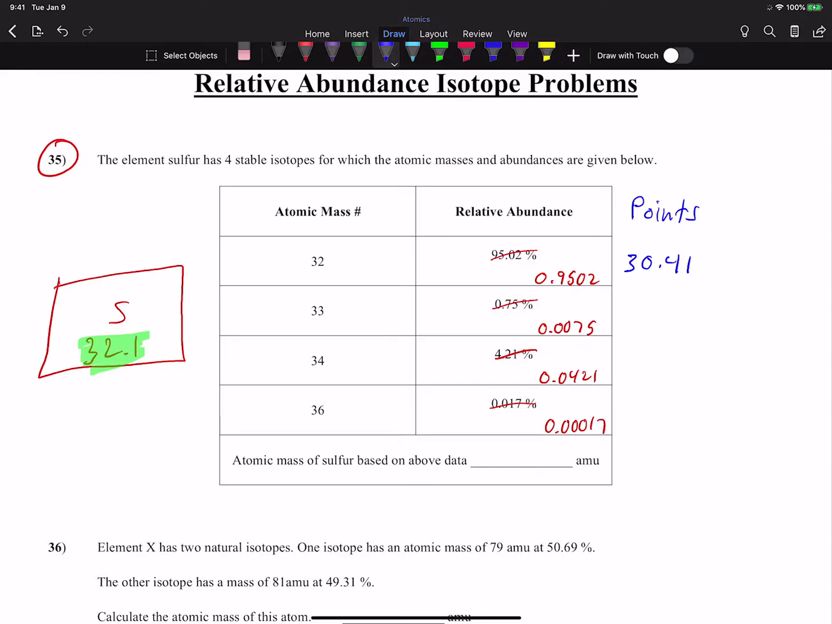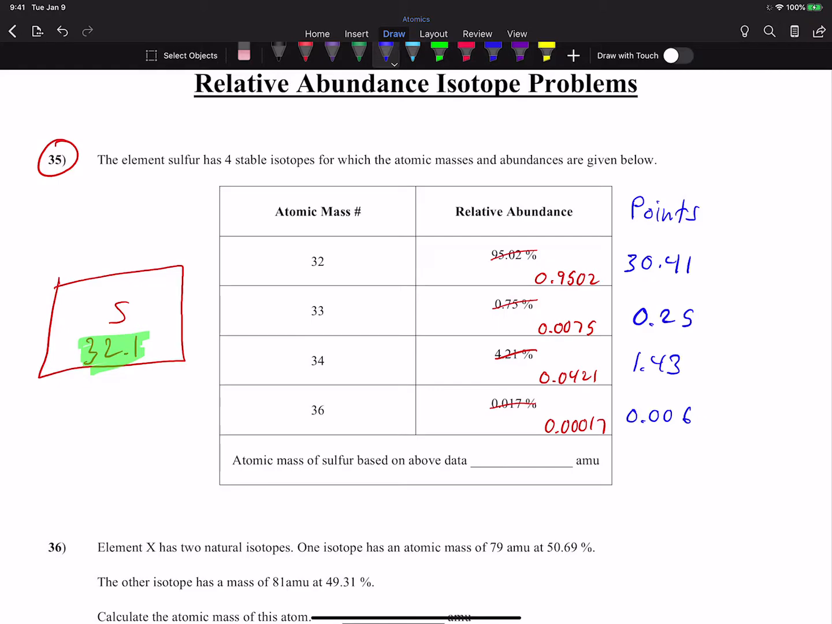I want to take 0.75% of 33. So 0.0075 times 33 is 0.25 points. And so on for the other 2 rows. 0.0421 times 34 is 1.43 points. And in the last row, 0.00017 times 36 is 0.006 points. So this isotope occurs in such a low percentage that its final influence over the average atomic mass of sulfur is quite low.